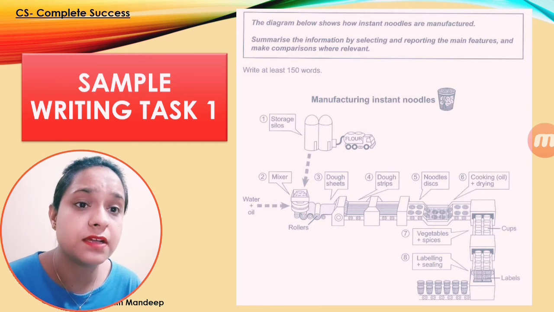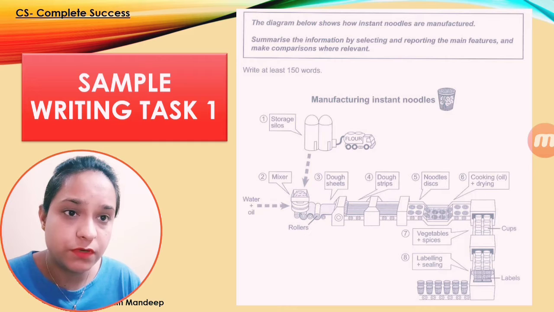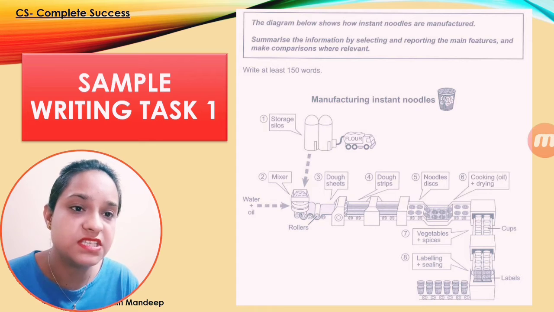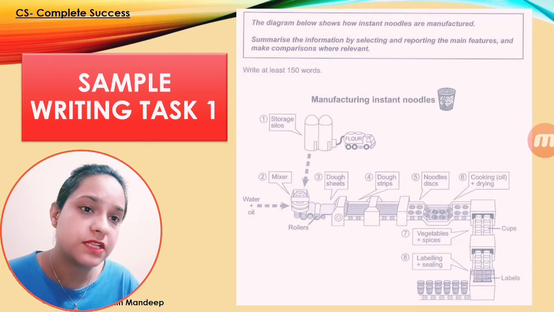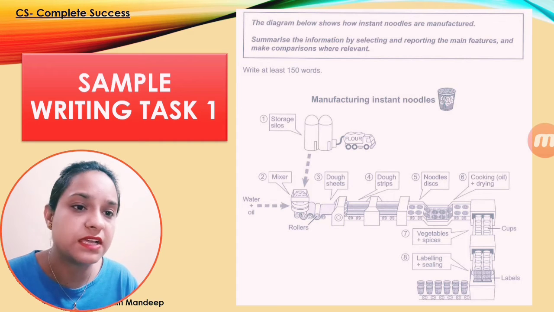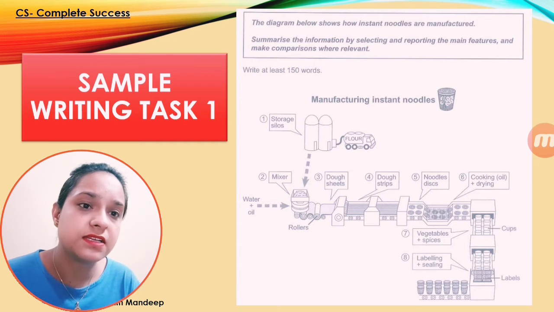Like here in the diagram, firstly there are storage silos where the flour is transported from the truck to the silos, and then there is a mixer. There the dough sheets are made, dough strips, meaning they are cut into strips. After that the noodle disc form is created, cooked and dried, then vegetables and spices are added, and then labeling and sealing. So here we can analyze that.